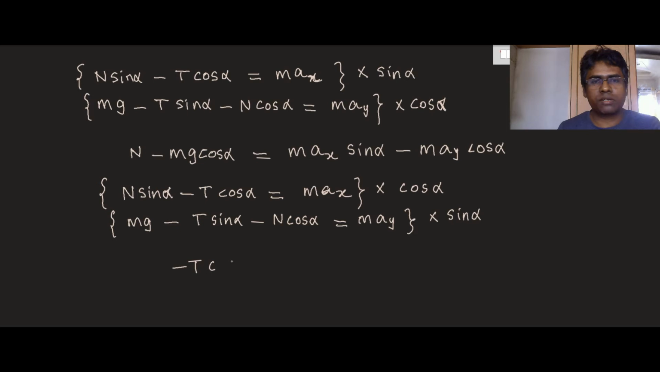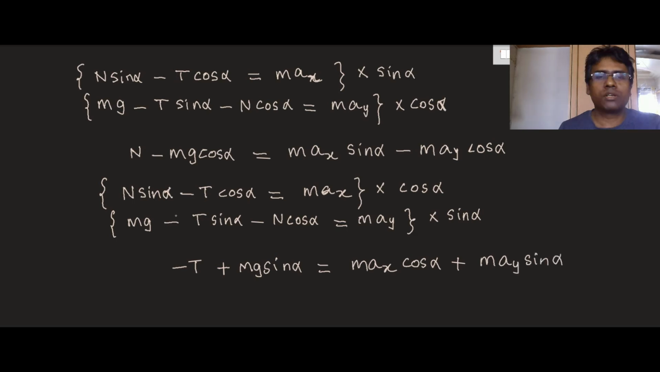Okay, and then from the first equation on the left hand side I don't have anything. From the second equation I have mg sine alpha, and on the right hand side I'll get m ax cos alpha plus m ay sine alpha. Okay, so here I think we have the normal reaction as well as the tension.